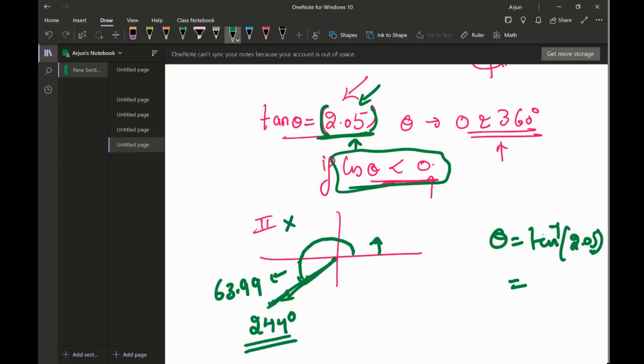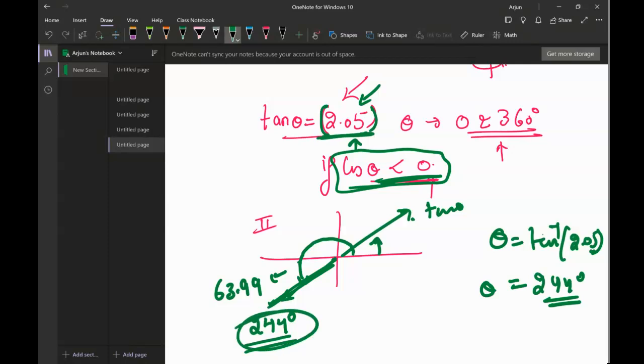So this angle is 244 degrees, and that will be my answer, because I cannot take the second angle, the reason being the cosine has to be less than 0. Tangent is positive here also, but cosine has to be less than 0. So that's why I will only take my angle as 244 degrees.